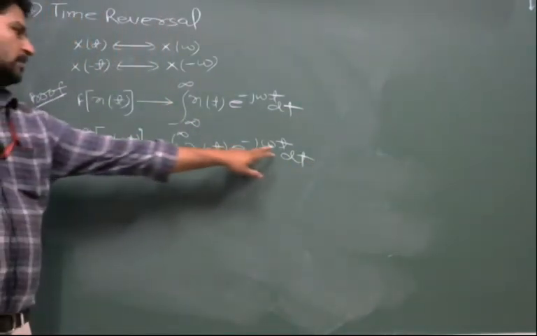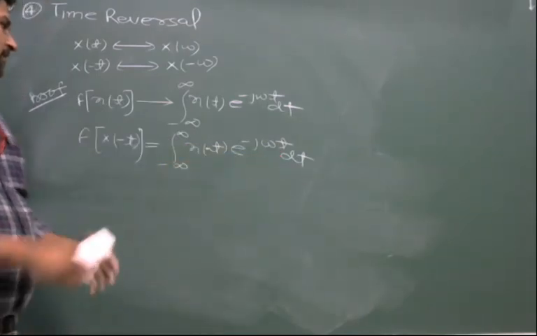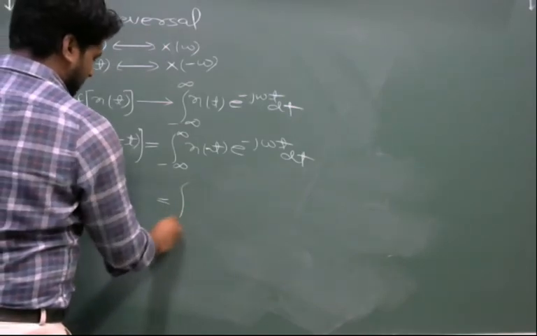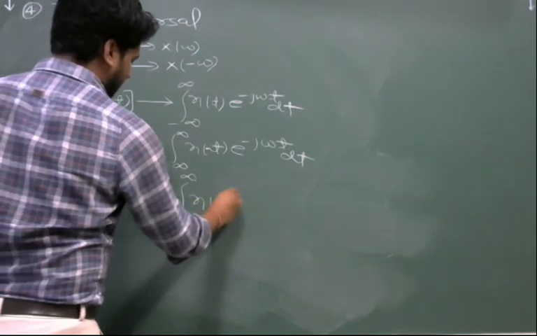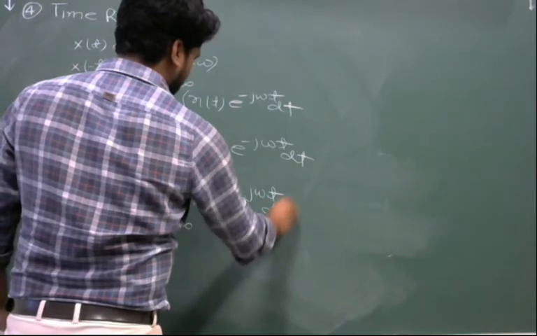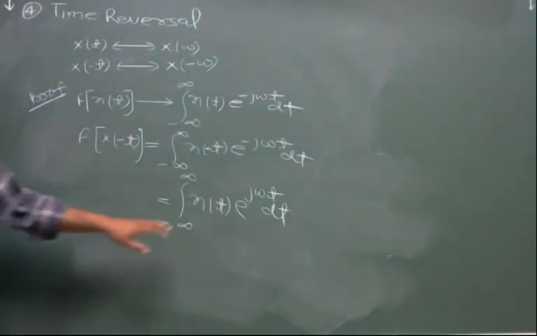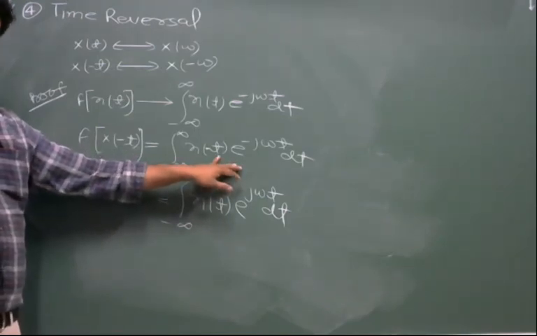Replace this t by minus t in the given function. When I replace t by minus t, the limit will remain unchanged and this will become integral of x of t e power plus j omega t dt. This is what we get after replacing the variable t by minus t.